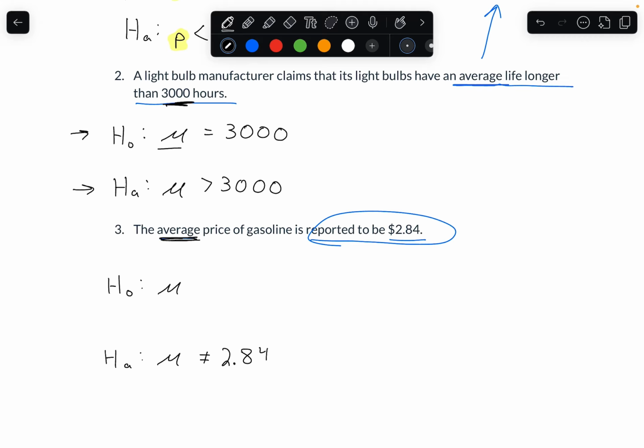$2.84. And you might see some words pop up like, is there a difference, or is this average price different than, or is it not this? Anything that uses that language that doesn't indicate whether we're talking specifically about more than or less than. And then once we have that, similarly to the other two questions we've looked at, the null hypothesis is a statement of equality: the mean is equal to $2.84.